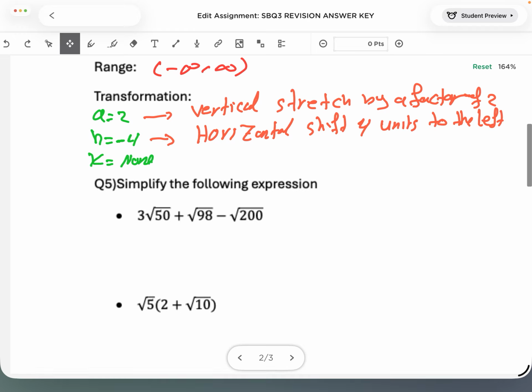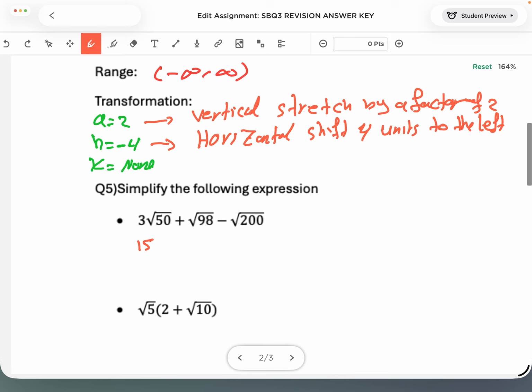Simplify the first one. We can consider it as a multiple choice question. We put it as it is and we consider each one alone. 3 radical 50 equals 15 radical 2, plus radical 98 is 7 radical 2, minus radical 200 is 10 radical 2. Then we put it all in the calculator: 15 plus 7 is 22, minus 10, it will be 12 radical 2. And this is the answer.